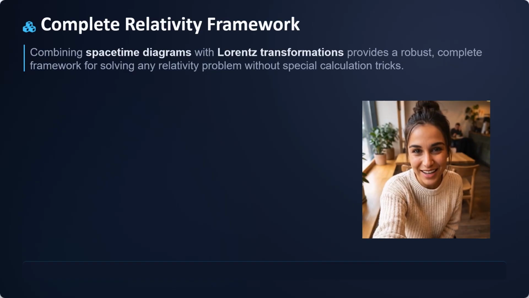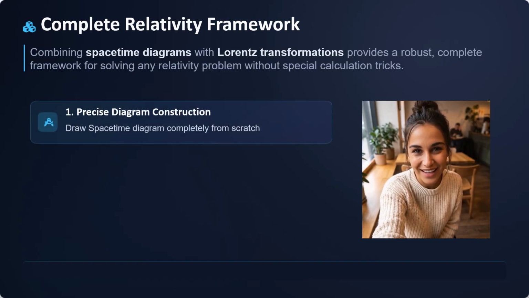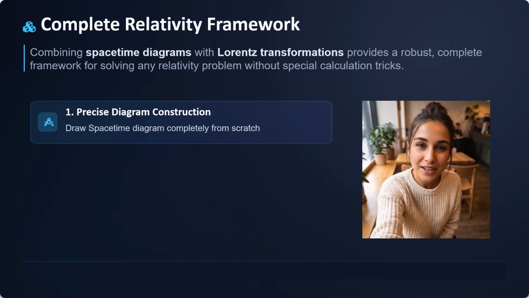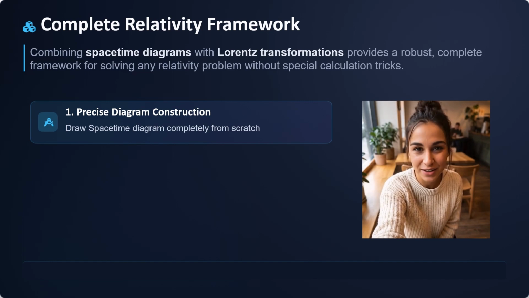All right, look right here on our screen. Here are the 3 treasures you're going to unlock in today's quest. Treasure number 1. Precise diagram construction. Until now, you were just looking at ready-made graphs, but today, you'll set your own skewed axes using the relative velocity ratio v/c. Once you can draw your own map, 80% of the problem is as good as done.